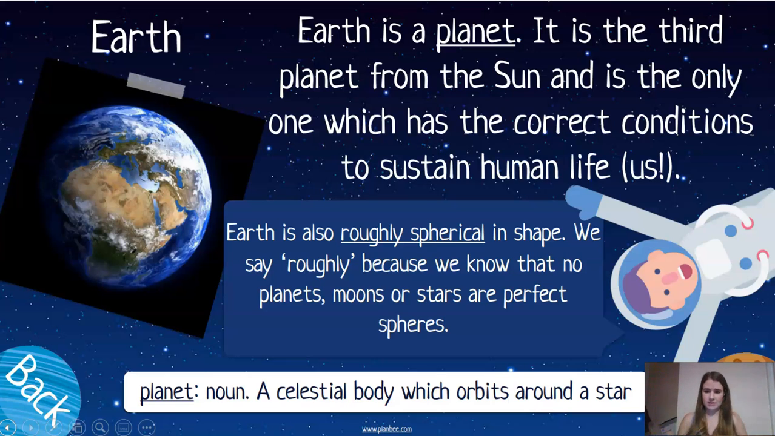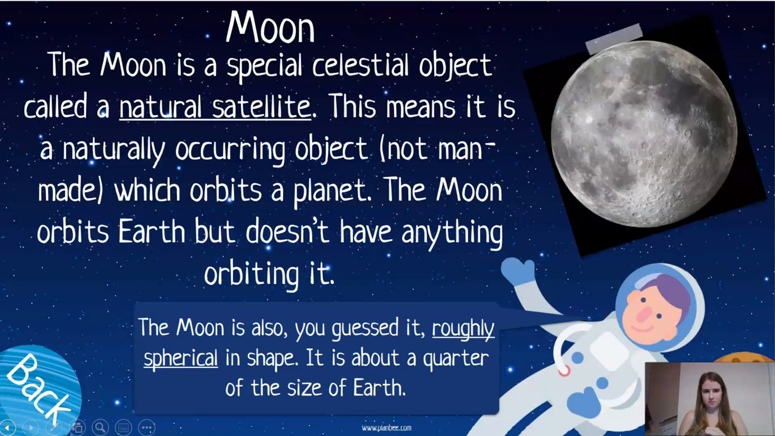So Earth is also roughly spherical as well. Now, obviously, we say roughly because we know that we've got planets and we've got moons and we've got stars. None of them are perfect. Obviously, if we look close at the moon, you've got craters on the moon. It's not perfectly smooth. We have mountains, we have volcanoes, we have depths that go below sea level. It's not perfectly spherical, okay? Now, a planet is a celestial body which orbits around a star. So obviously we orbit on an axis and we go round the sun, okay? So we spin on our 24-hour axis, but within 365 days of the year, we also go round the sun as well.